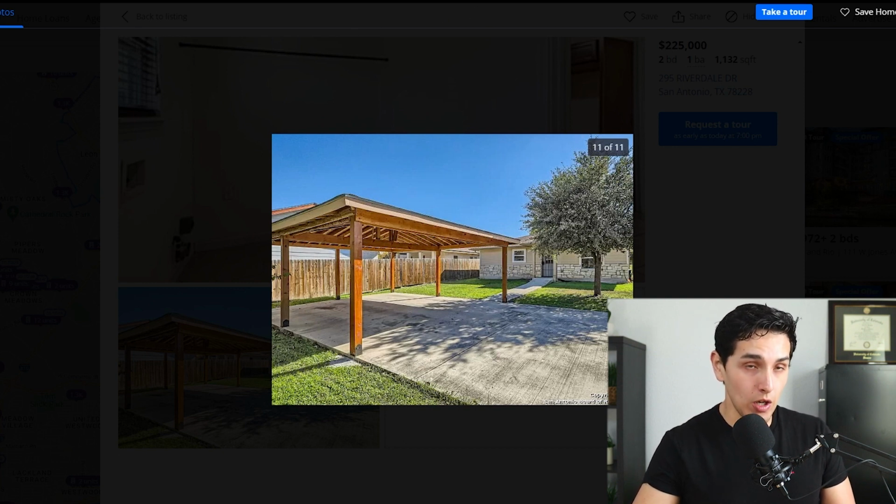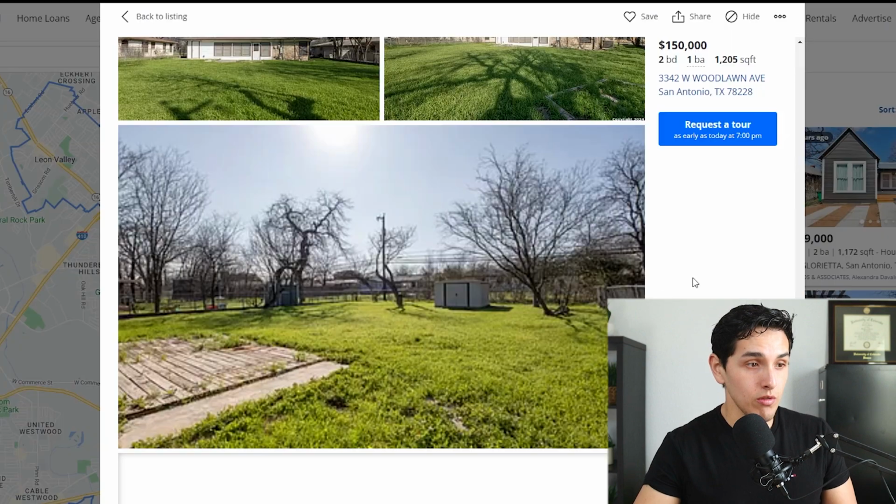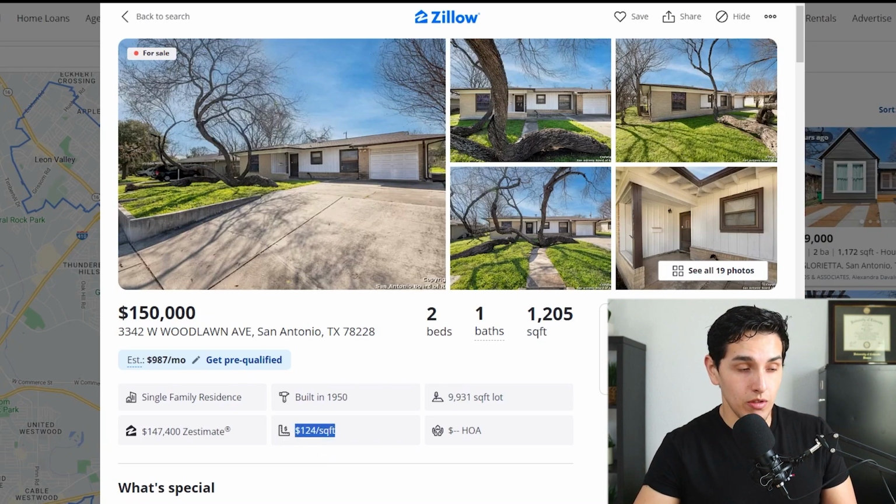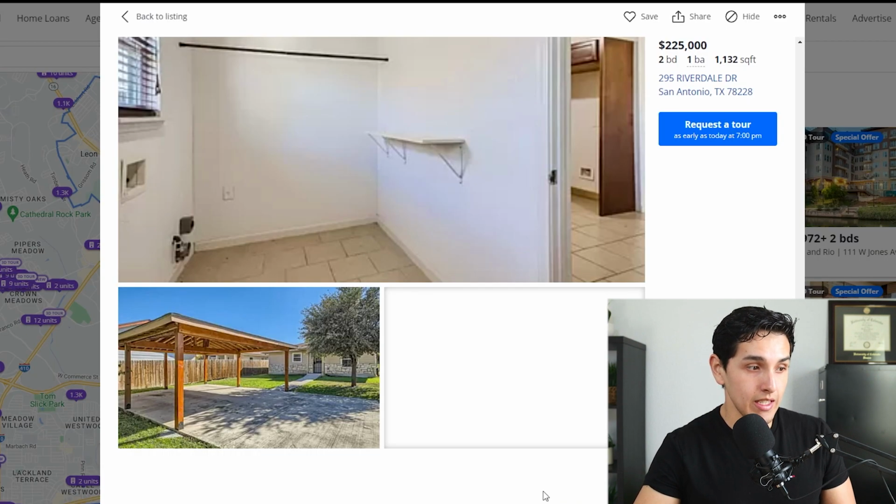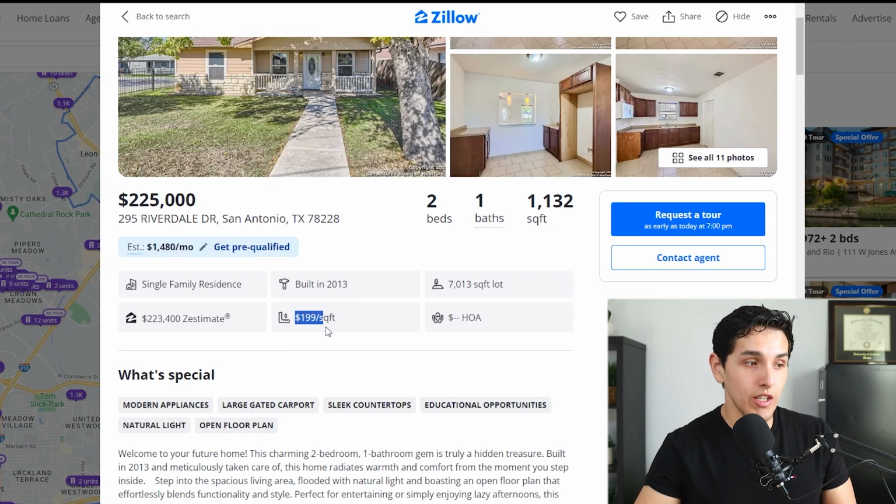far above. But you know what's also far below? The dollar per square foot value. As you can see, the dollar per square foot value of this home is going to be $124, whereas you compare this home with a nice deck, the square foot value of this home is $199. So what does that mean? If you just take a look at the numbers and you break that down.